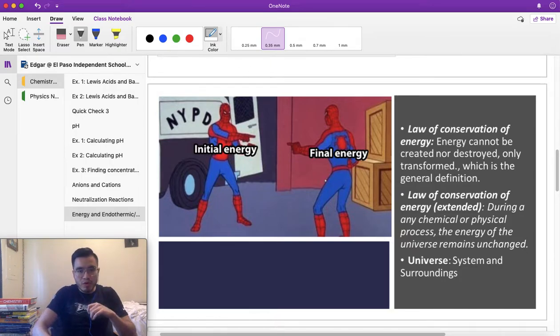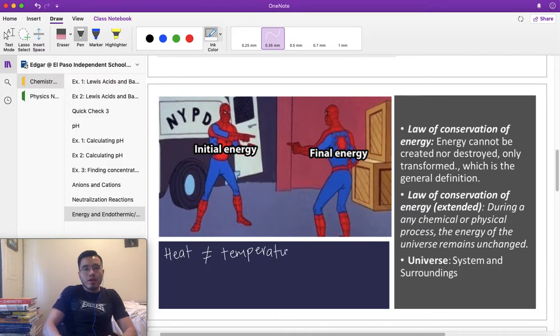So the first one I'm going to make is heat is not the same as temperature. Remember, heat or thermal energy is the energy transferred from one object to another due to a temperature difference. Now, temperature has to do with measurements and heat has to do with energy. They are connected, they are related to each other, but they are not the same.